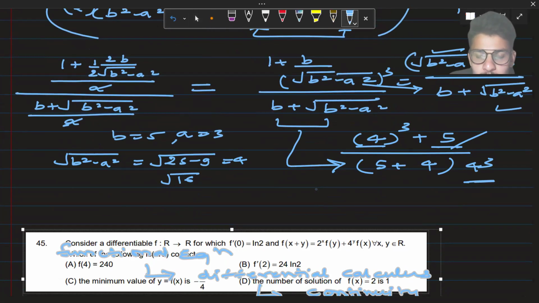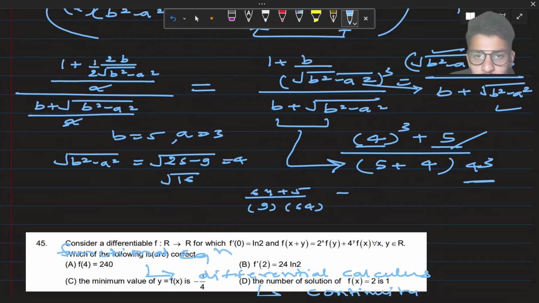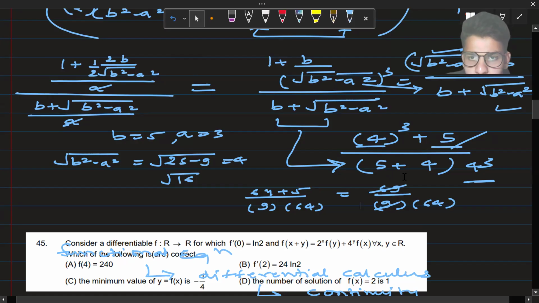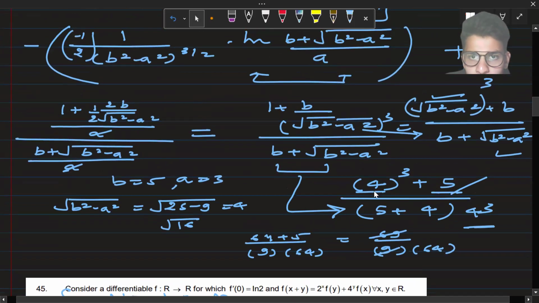What will be the answer then? 4 cube is what? 64 plus 5 upon 9 into 64. So when you solve this, it becomes 69 upon 9 into 64. Somewhere a problem is there. 16 into 4 is 64 plus 5. Here minus will come. Here minus.